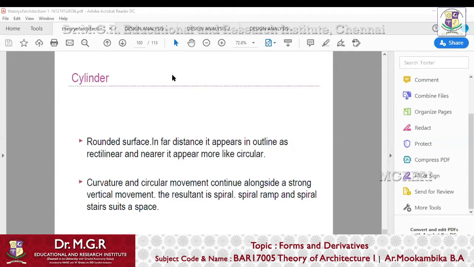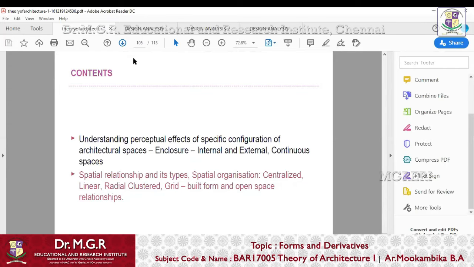So curvature and circular movement continue alongside a strong vertical movement. The resultant is spiral ramp, and spiral staircases suit the place, as I've already given the example of a spiral staircase for the cylinder. See, when you're designing, you should think of your spaces split into forms, then which one suits the specific function. So understand now.